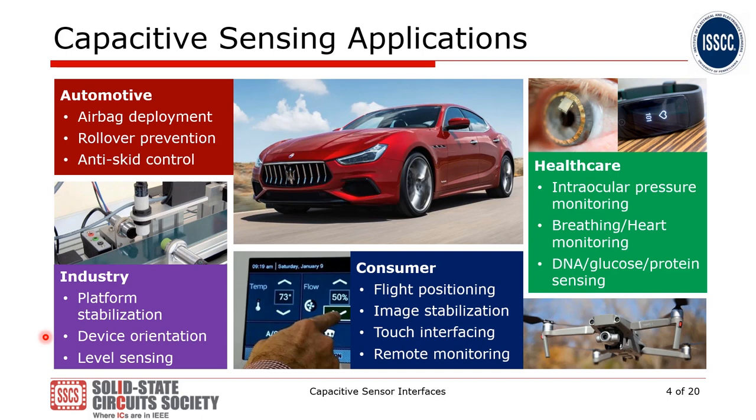Some applications also require very high sensing accuracy. For example, in precision platform stabilization, a sub-nanometer precision in the measured distance is typically necessary. And depending on the sensor characteristics, this can be translated into a capacitance change in the order of attofarad, which is 10 to the power minus 18, a very small value.